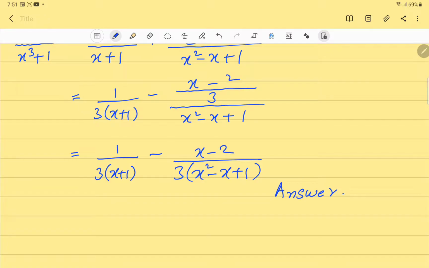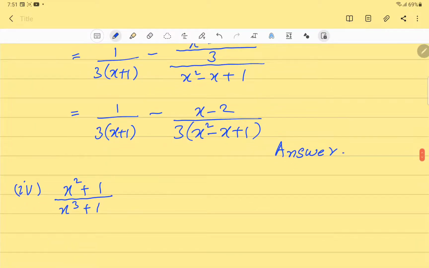And with this we have reached the last question of our video. The last one is x squared plus 1 over x cube plus 1. In this question, the denominator is again the same, so we can factorize. First of all, we'll check if the degree of x in the denominator is greater than the degree of x in the numerator. Yes, it is.